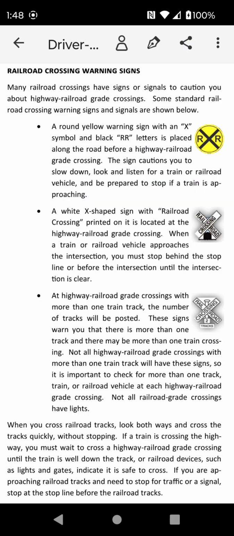Railroad crossing warning signs. Many railroad crossings have signs or signals to caution you about highway railroad crossing grades or grade crossings. Some standard railroad crossing warning signs and signals are shown below. You've got your round yellow warning sign with the X symbol in the middle and the two black R letters, placed along the road before a railroad crossing or highway railroad grade crossing. The sign cautions you to slow down, look and listen for a train or a railroad vehicle, and be prepared to stop if a train is approaching.